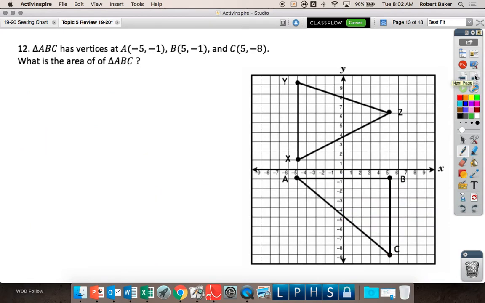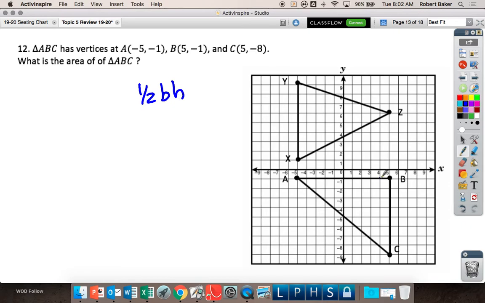Alright, ABC has vertices, and it asks what is the area of this triangle? So you need to use that formula 1/2 times the base times the height. So you need two things. You need a base and a height.